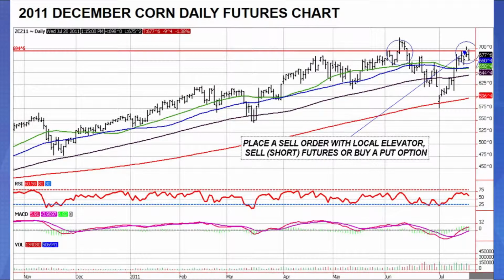Here's another example, a resistance plane with the 2011 December corn daily futures chart, and again the market is rising and rising and rising, and finally for some reason it starts to trade sideways, and you get this resistance plane where you draw that red line and you connect the dots. And again, perhaps that's where you put your short hedge in, or that's where you call your local elevator and decide, hey, I'm going to sell some bushels at this level plus or minus your local basis.